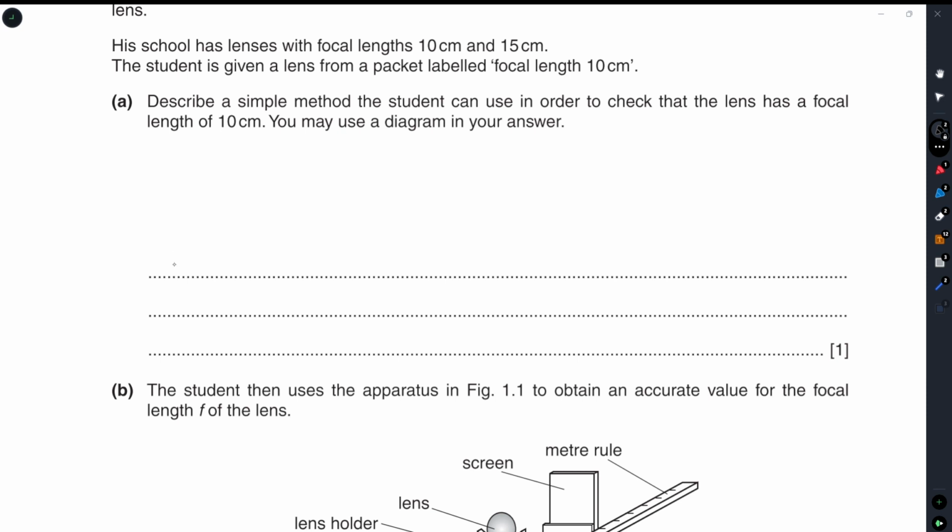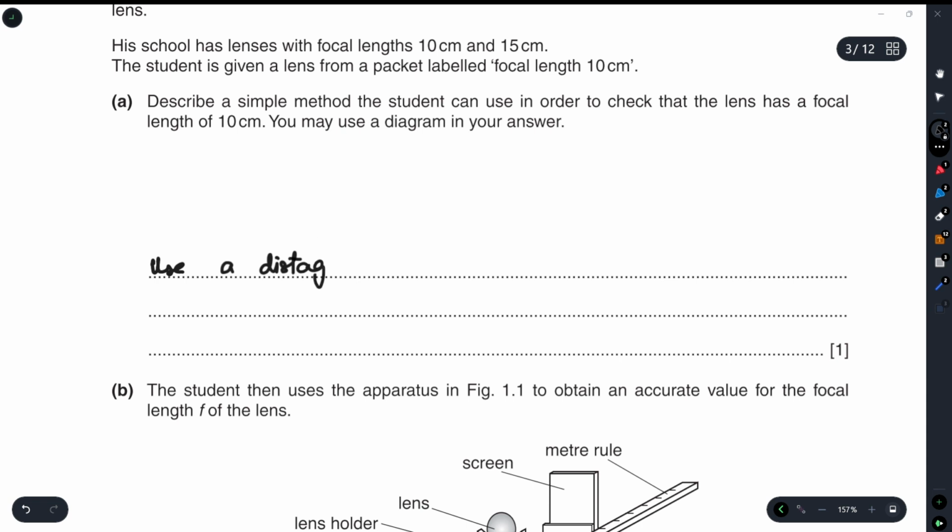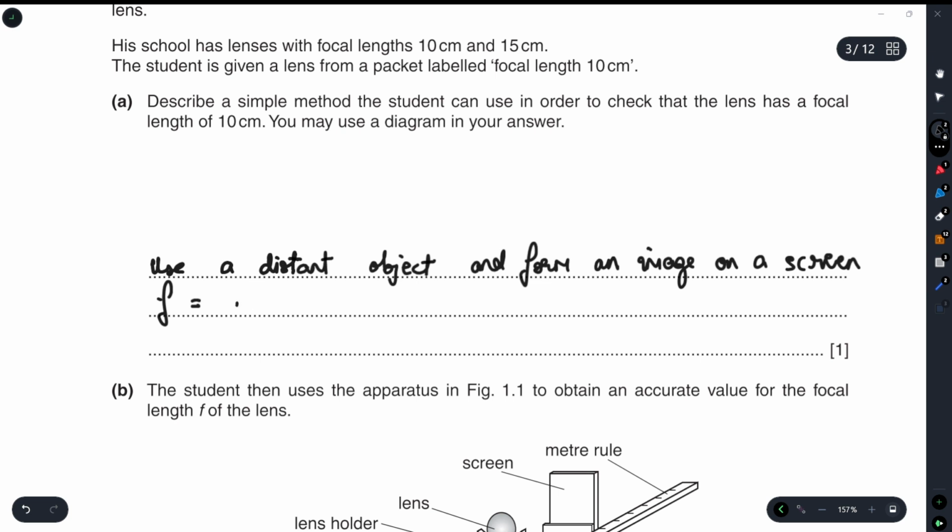So we are going to say use a distant object, sorry, not image, object, and form an image on a screen. Focal length is equal to, now this is a detail, not necessary to add I guess, but still, might as well just complete your answer.